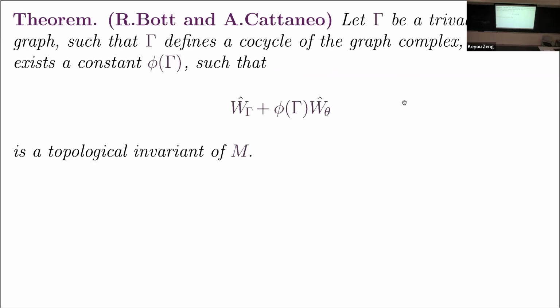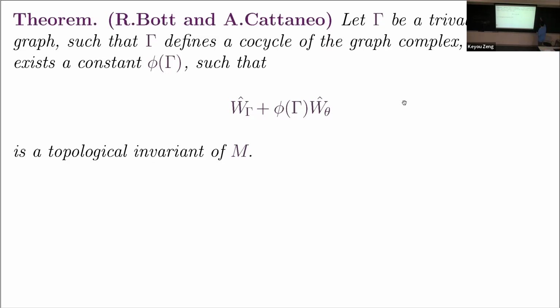Now, there's a theorem that tells us that if our graph gamma satisfies some relations, then the Feynman graph integral plus some modification given by the Feynman graph integral with respect to the theta graph gives a topological invariant. Also, the graph complex.